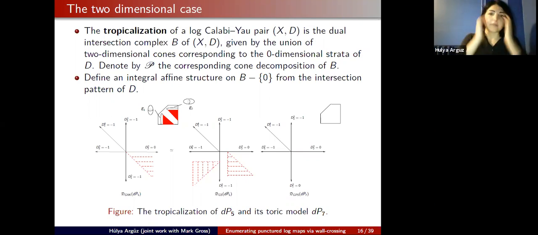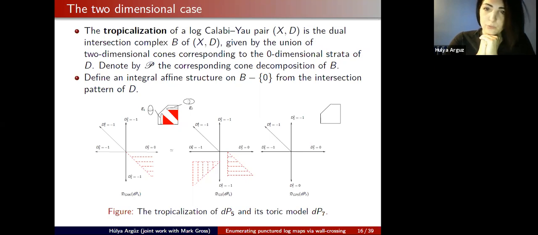What I mean here, for instance, if you have, as in the picture on the right-hand side, dP7, which is a toric variety obtained by blowing up P2 at 2 points, the tropicalization is just the toric fan of dP7 that I drew on the right-hand corner.